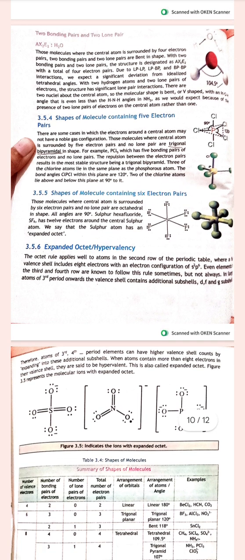Now we have 2 bonding pairs and 2 lone pairs, like in the example of water. Water also has a bent shape and the angle between the oxygen and hydrogen is 104.5 degrees, and this is due to the presence of 2 lone pairs.